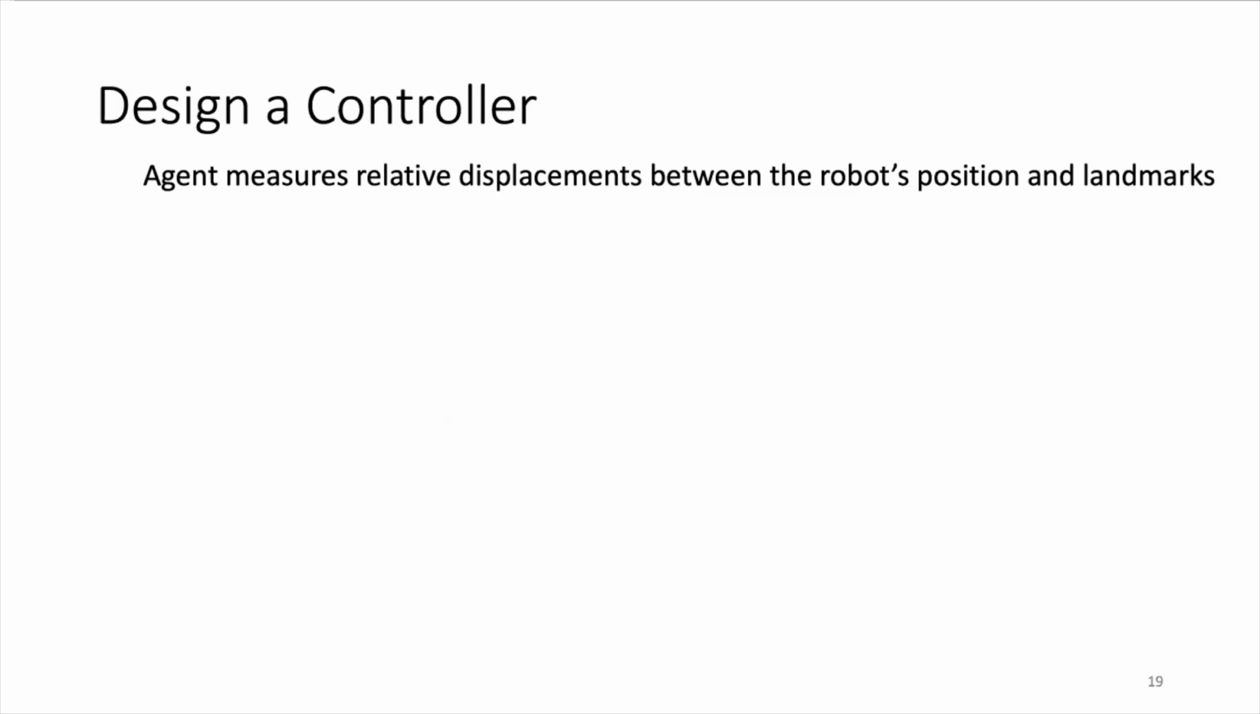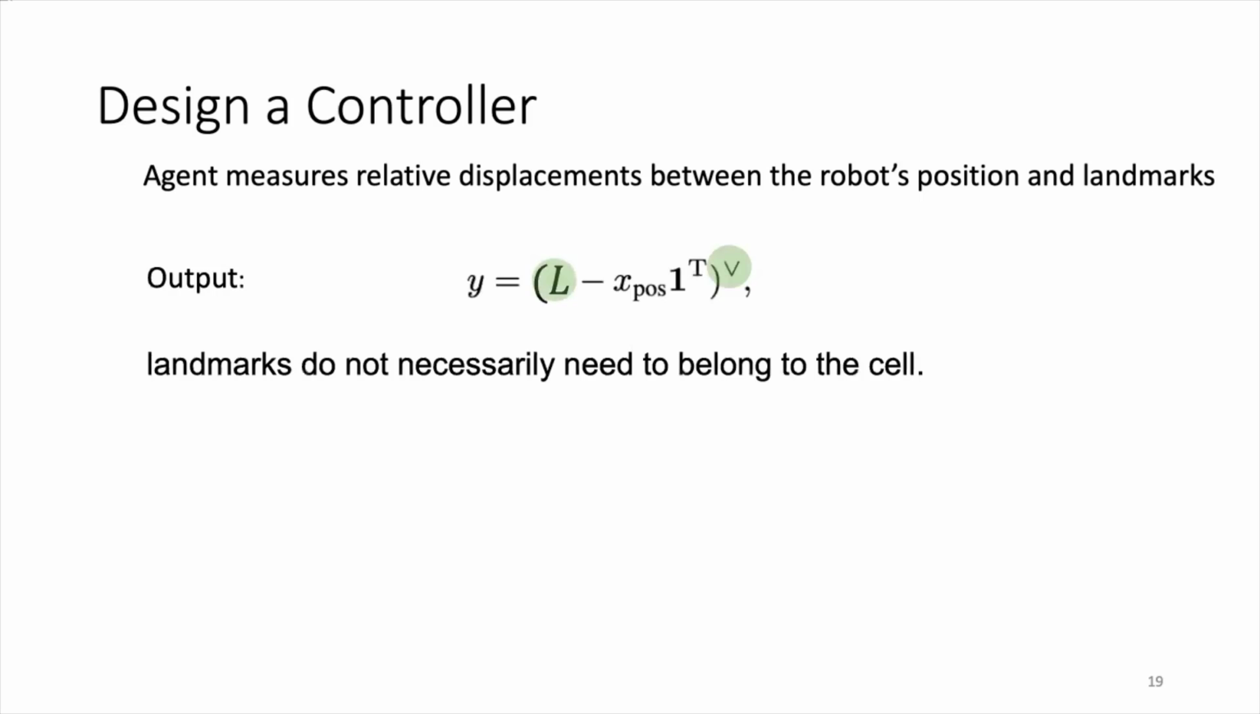We assume the agent can only measure the relative displacements between the robot's positions, which is X pose, and the landmarks in the environment, which corresponds to the output function Y. L is a matrix of landmark locations, and V represents the vectorized version of a matrix. The landmarks do not necessarily belong to a cell. Our goal is to find a feedback controller that, given Y, provides an input U, driving the system towards an exit phase while avoiding obstacles.